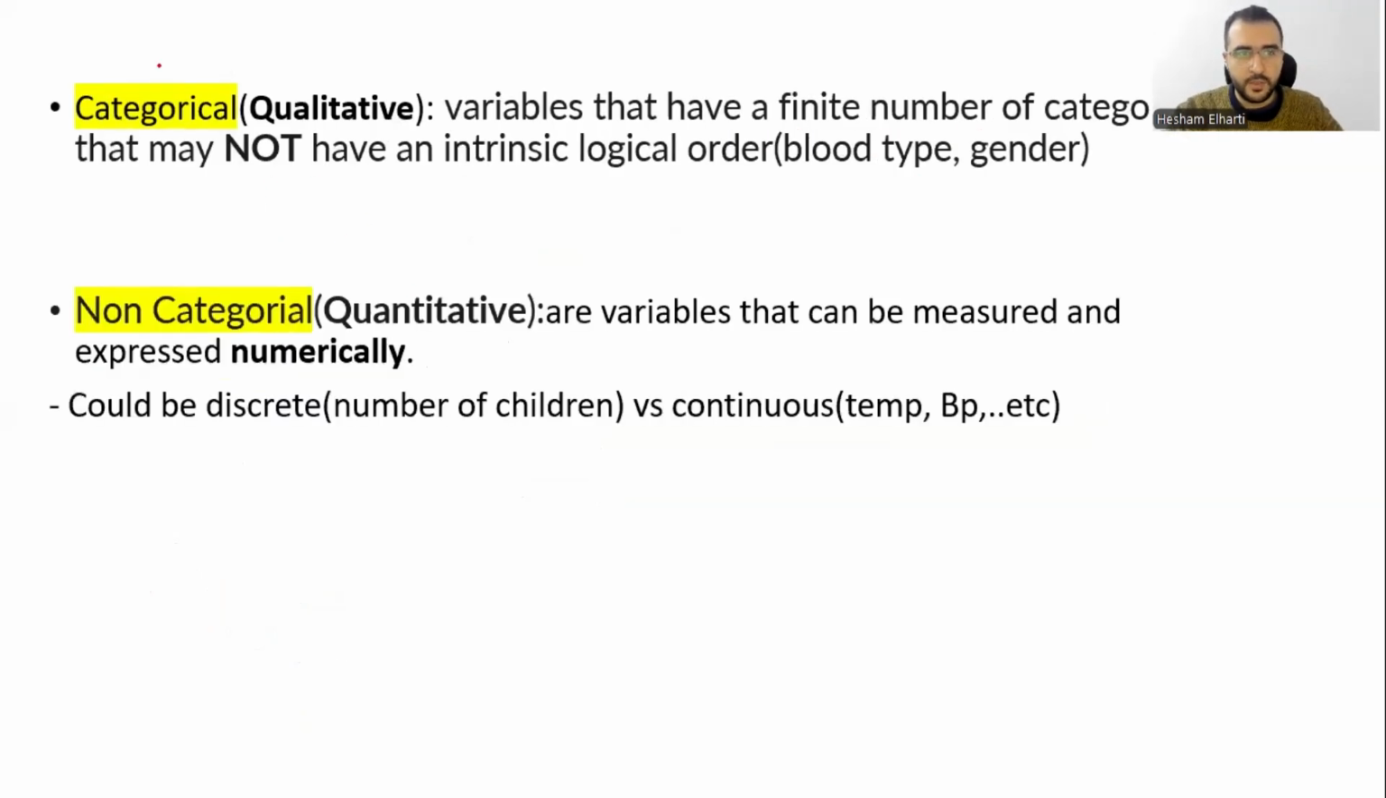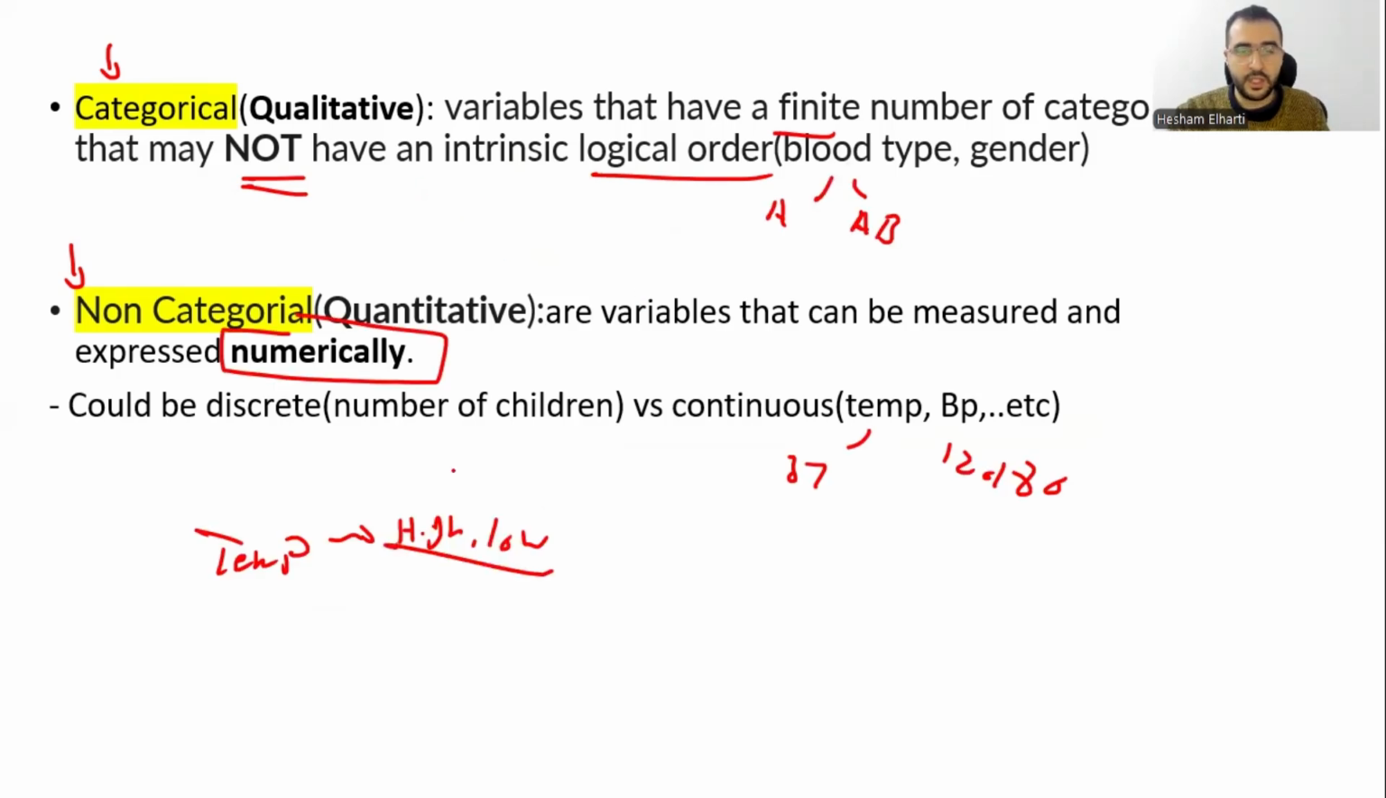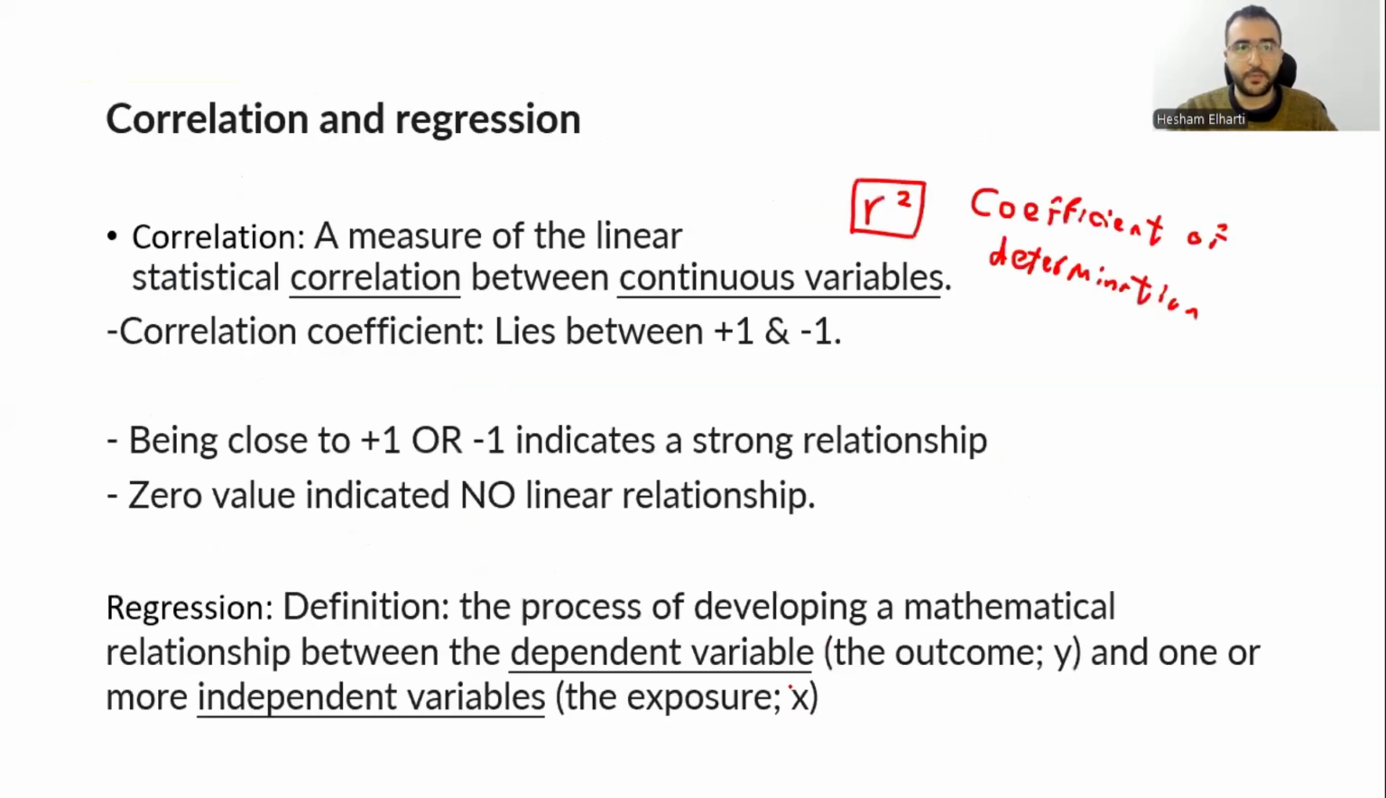Okay, the second concept is the difference between categorical and non-categorical. So the categorical variable has a finite number of values and doesn't have an intrinsic logical order. For example, blood pressure type A is categorical. If it's numbers like 120 over 80, now this one is non-categorical, or quantitative.